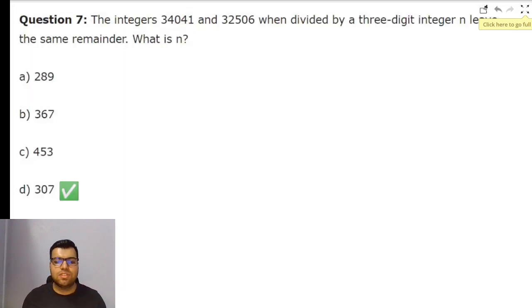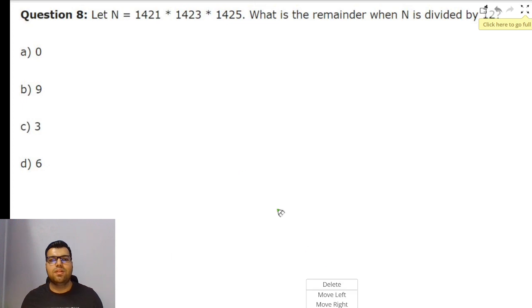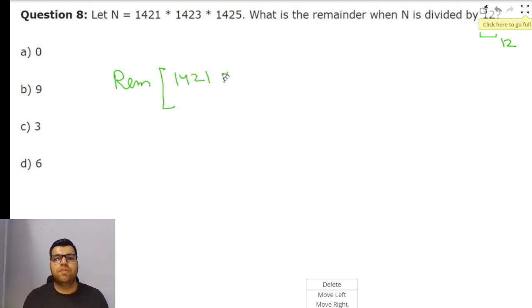Anytime you have some doubt, just replay. We have to keep the base. So what is the remainder of n with 12? Okay, so remainder with 12. Very simple. See, the remainder of 1421 into 1423 into 1425 divided by 12. Very basic question, but I have just put it.